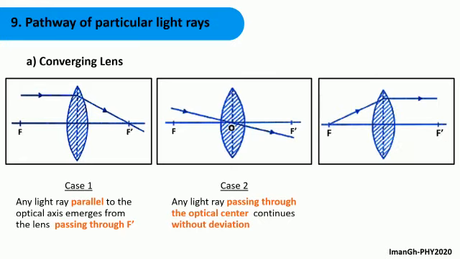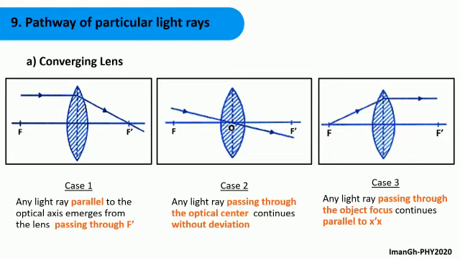However, in the third case, the incident light ray is directed towards the object focus F. This light ray emerges from the converging lens parallel to the optical axis X'X. Then, any light ray passing through the object focus continues parallel to X'X.